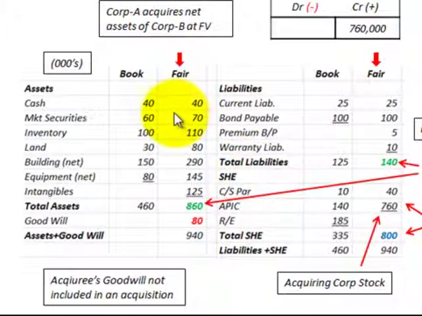Now, accounting for the acquisition method is based on the fair value of the assets and liabilities being acquired. We must identify all the assets and liabilities involved and determine their fair value at the acquisition date. Looking at Corp B's balance sheet, I have set up both the book value and the fair value of the assets and liabilities.